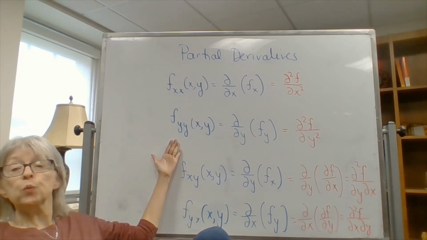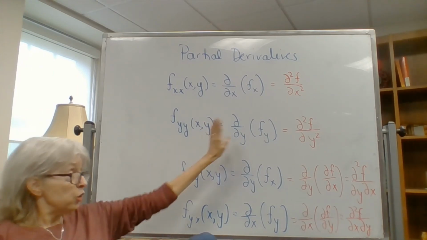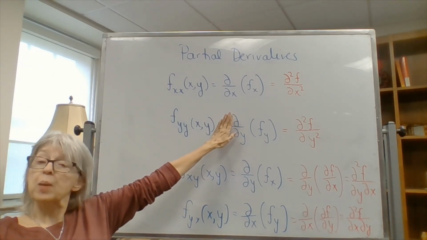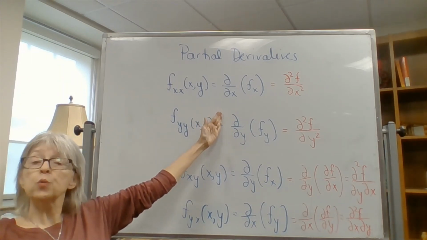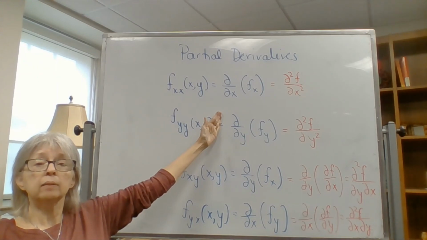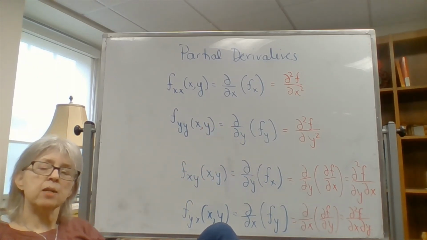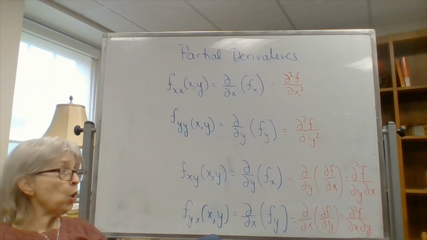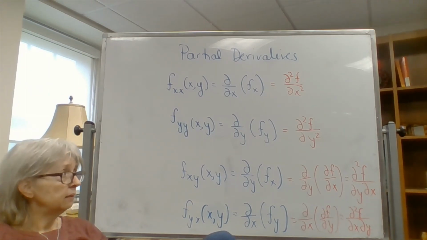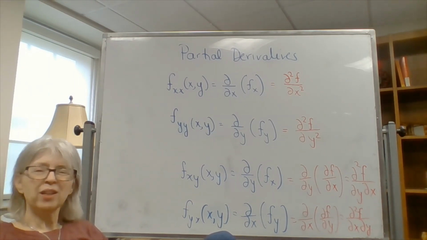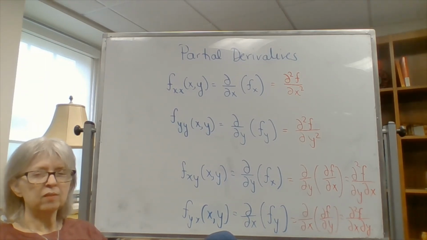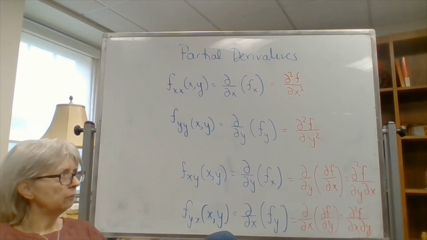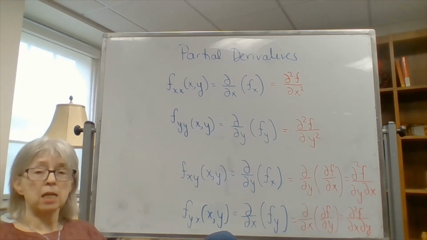The second partial with respect to y: you take the derivative of your function with respect to y, holding x constant, and then you take the derivative of that with respect to y. The Leibniz notation for the second partial with respect to y looks very much like the notation you used for second derivatives in Calc 1. But again, I would read that as the second partial with respect to y.